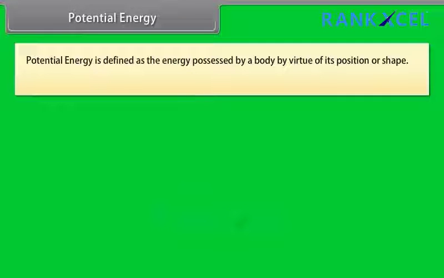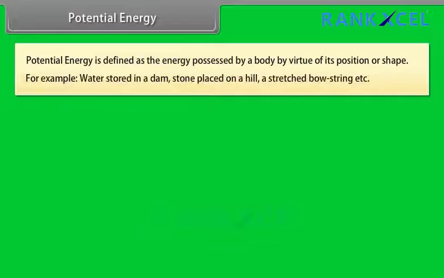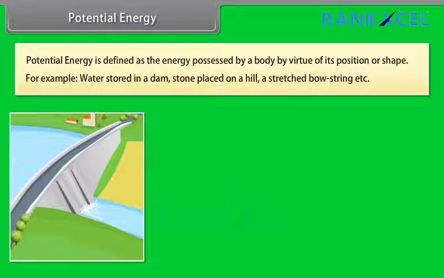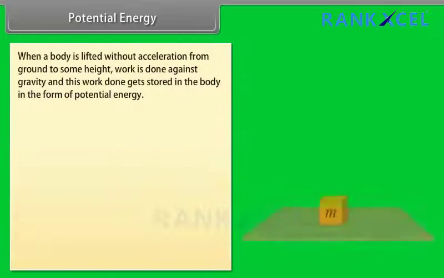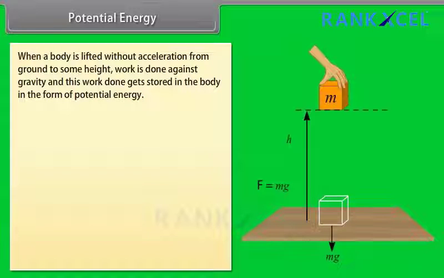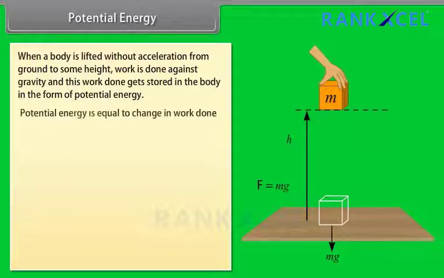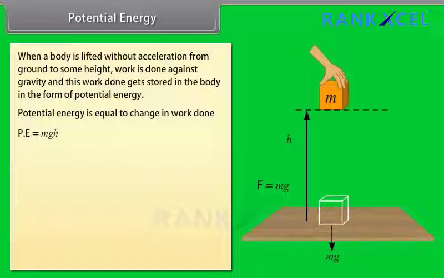Potential energy. Potential energy is defined as the energy possessed by a body by virtue of its position or shape. For example, water stored in a dam, stone placed on a hill, a stretched bowstring, etc. When a body is lifted without acceleration from ground to some height, work is done against gravity, and this work done gets stored in the body in the form of potential energy. Potential energy is equal to work done. So, potential energy is equal to mgh.